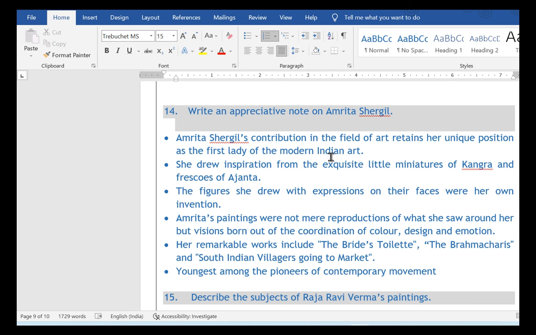Amrita Sher-Gil's contribution to the field of art retains her unique position as the first lady of modern Indian art. She drew inspiration from exquisite little miniatures of Kangra and frescoes of Ajanta. The figures she drew with expressions on their faces were all her own inventions. Amrita's paintings were not just reproductions of what she saw around her, but visions born out of coordination of color, design, and emotions. Her works include the Bride's Toilet, the Brahmacharis, and South Indian Villagers Going to the Market. She is the youngest among the pioneers of the contemporary movement.